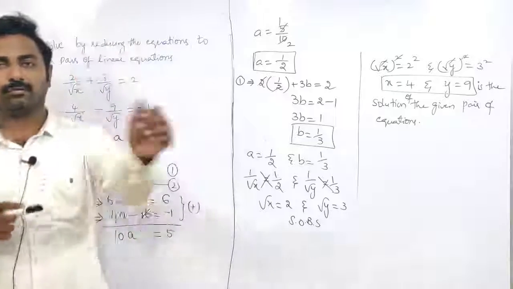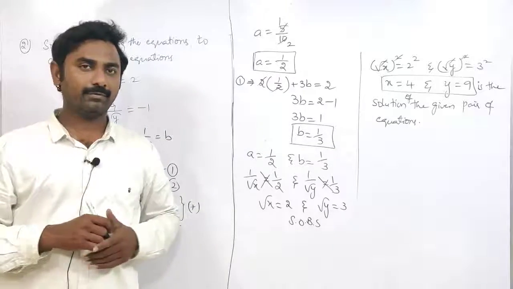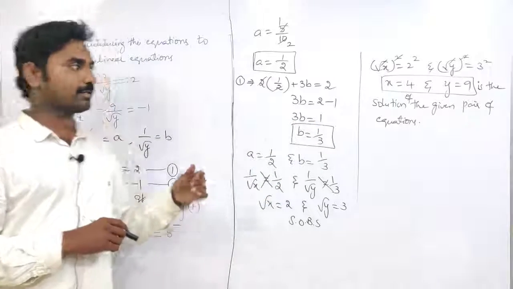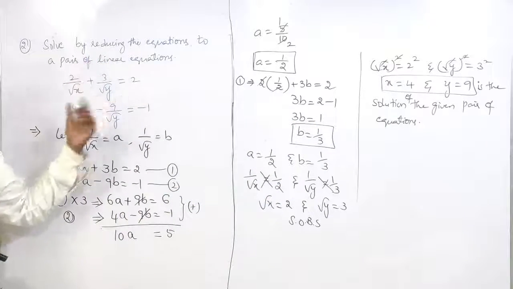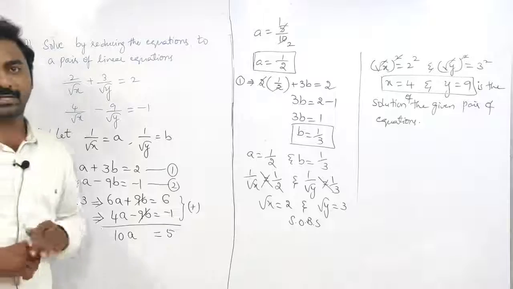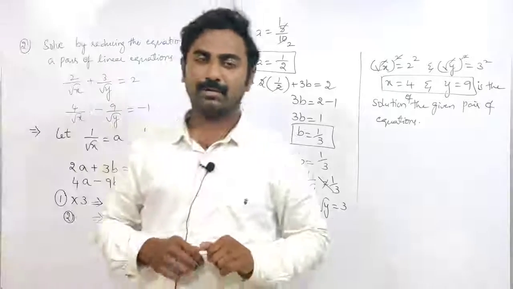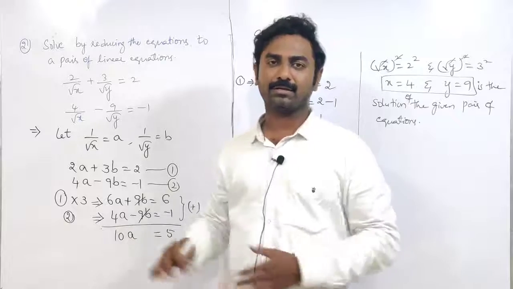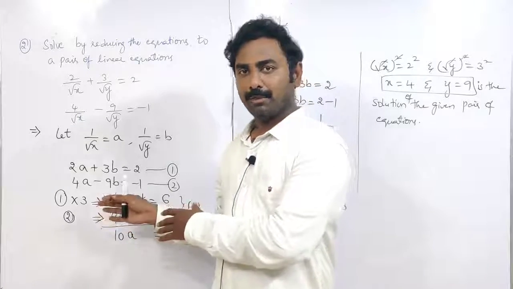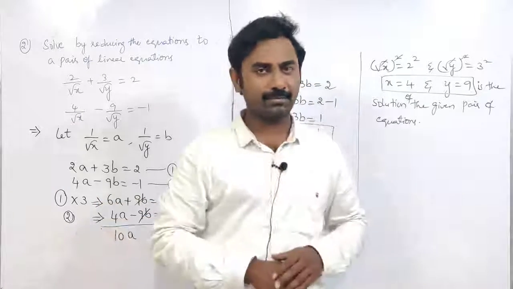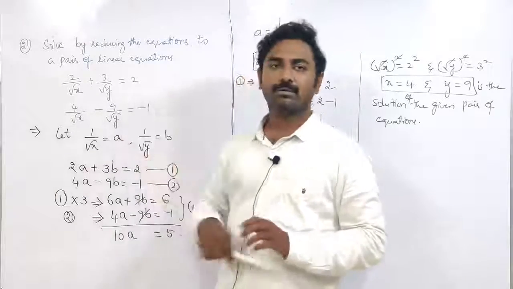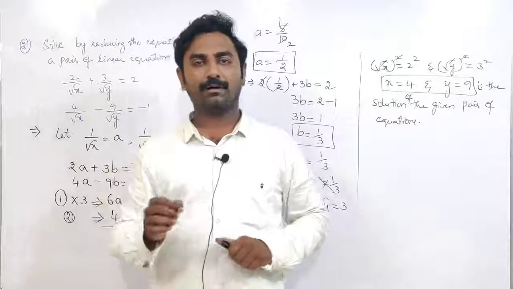This is the way to find the solution of a pair of equations by reducing the equations to linear form. I think you understood this. Very easy concept. Reduce to a pair of linear equations and solve the problem by the elimination method or substitution method. Then we get the final answer which is related to the given pair of equations.